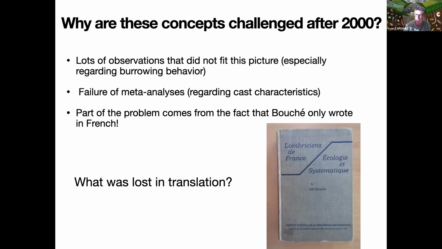But there was something like a mini revolution later in this century, because there were a lot of observations of earthworm behavior that did not fit the pictures. It was especially true for burrowing behavior. We also observed failures in meta-analyses, for example regarding cast characteristics. It was very difficult to understand what happens. For example, some people noted that you can observe endogeic species very deep in the soil, something not expected. We think that part of the problem comes from the fact that Bouché only wrote in French, and I'd say that something was lost in translation.